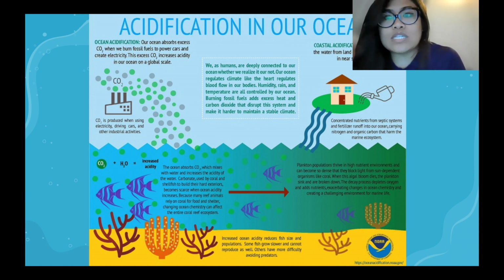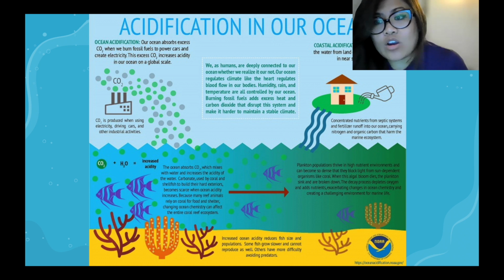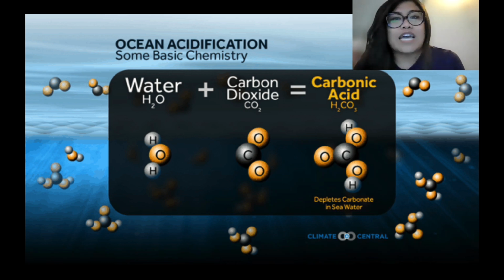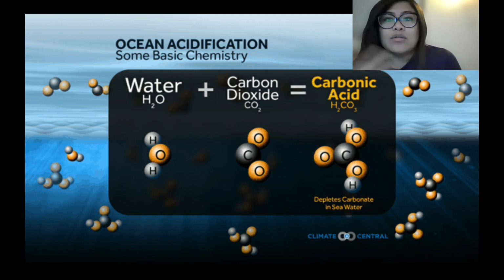There's also coastal acidification, and this is when nutrients entering the water from land exacerbate acidification in nearby shore waters. So concentrated nutrients from septic systems and fertilizer runoff go into our oceans, carrying nitrogen and organic carbon that harm the marine ecosystem. If you're really into chemistry, this is some basic chemistry of how water, or H2O, plus carbon dioxide, CO2, become carbonic acid. And this depletes the carbonate in seawater.